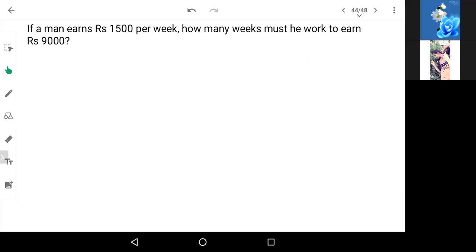In problems like this, define which sort of proportion it is. Is it direct proportion, inverse proportion, simple proportion, compound proportion? Define which type of proportion it is, and then we will solve. First, what they have given is the wages, 1500 per week, and the number of weeks worked. If the number of working weeks increases, the wages or the salary will also increase. So what sort of proportion is this?